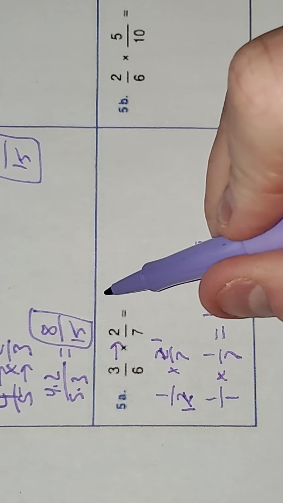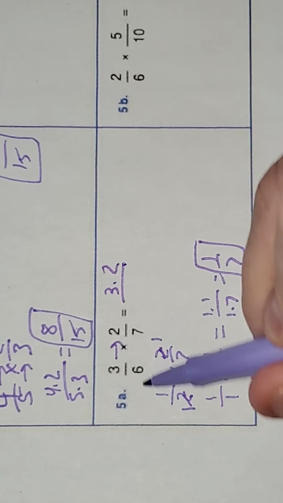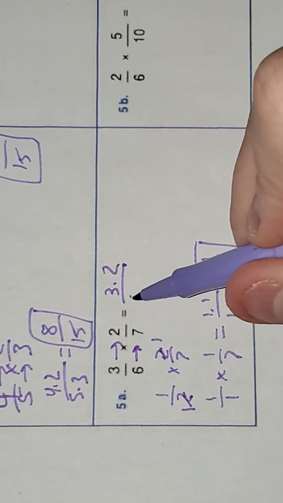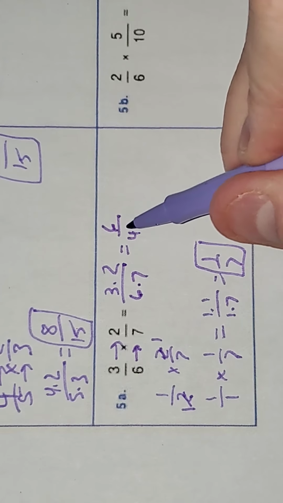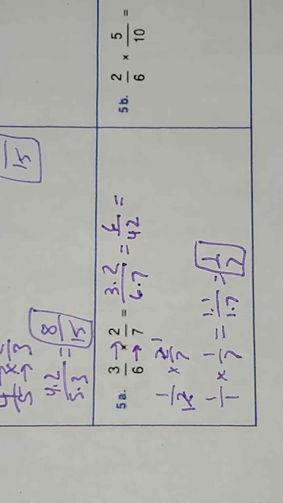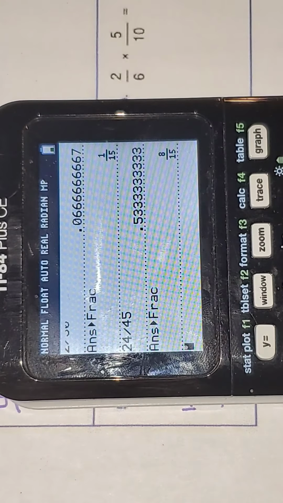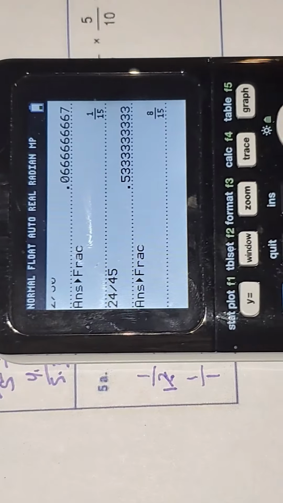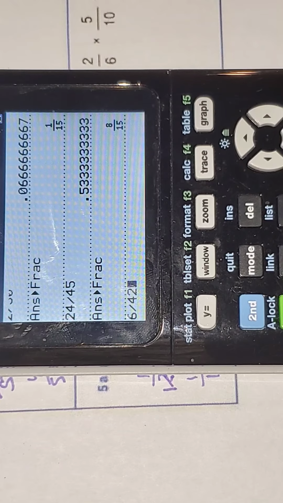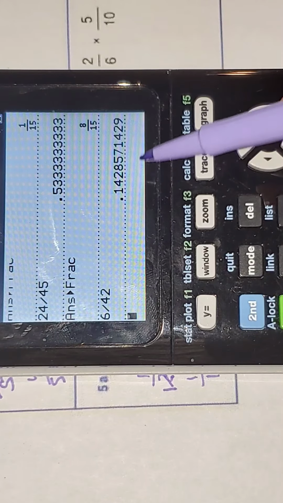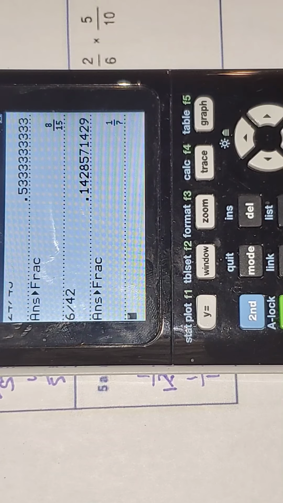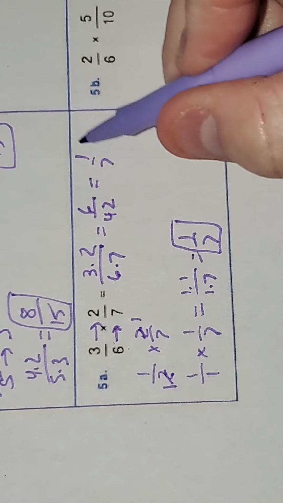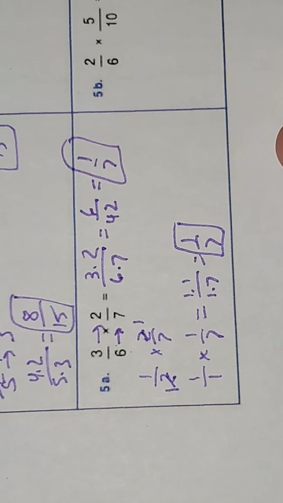Otherwise, you go straight across. You get 3 times 2 over 6 times 7, which is 3 times 2 is 6. 6 times 7 is 42. Again, if you need the help with the calculator, you have 6 divided by 42, which is this large decimal. You go to math, fraction, enter, and notice again, it becomes 1/7. And that's your final answer.